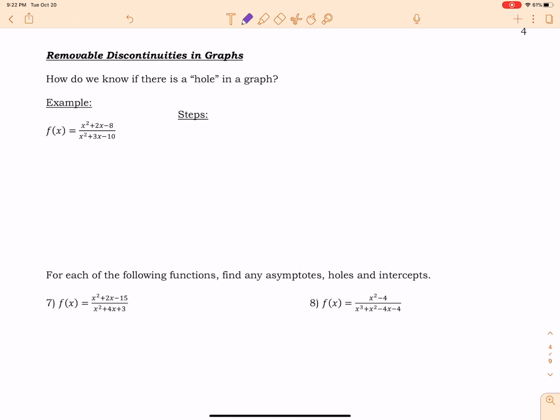Okay, pre-cal, here we go. Removable discontinuities in graphs. Isn't that fun to say? Removable discontinuity. Go ahead, try it. Okay, so basically what it is, it's just a hole that occurs in a graph.